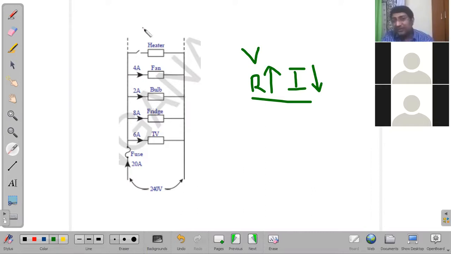So what happens is, if you suddenly switch on this heater, there might be 3 amperes or more. So it would be like 23 amperes. And this main wiring should support 23 amperes of current. So all these things could get burnt.